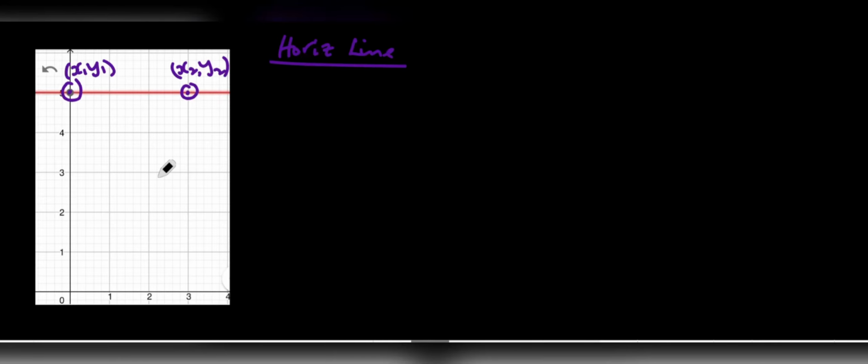So we don't have the rise component of our gradient. So let's see, can we still find gradient? Let's read off this first value. Our x value here is 0. Our y value, this line is cutting our y-axis at 5. So we have a y value of 5.